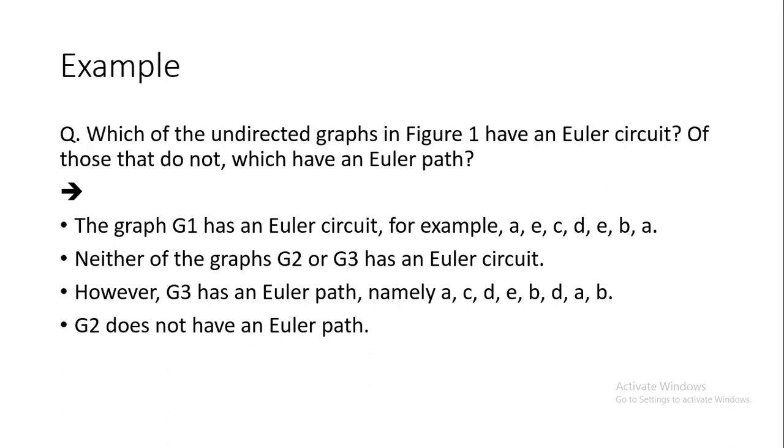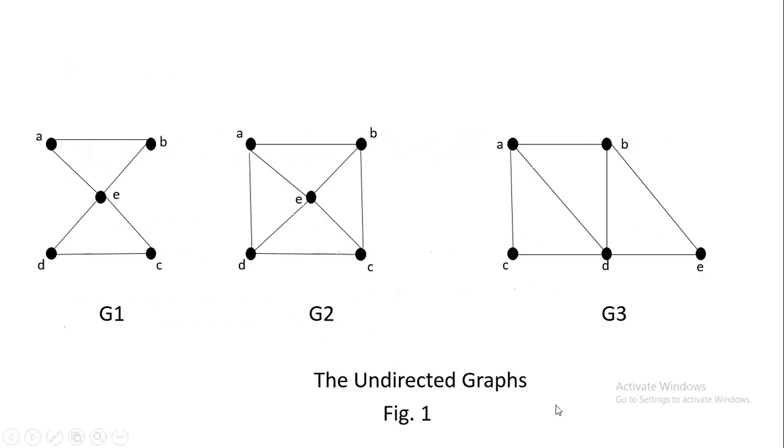G2 does not have any Euler path. This graph G2 does not have any Euler circuit and does not have any Euler path because repetition of edges is a must. So the conditions of the Euler path and Euler circuit are violated. That's why G2 does not have any Euler path or Euler circuit.